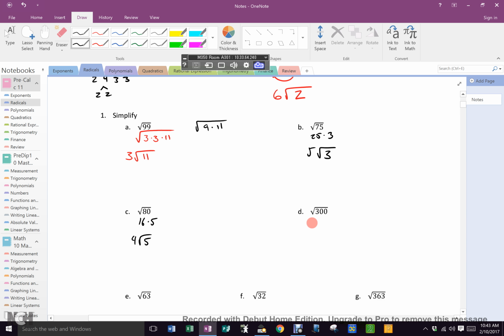What am I going to use there? Yeah, I would use 100 times 3. And what's the square root of 100? 10 root 3. Is everybody cool? Okay, 63.